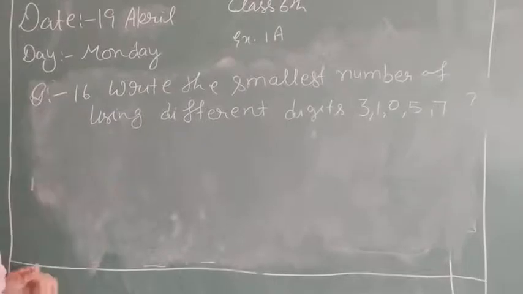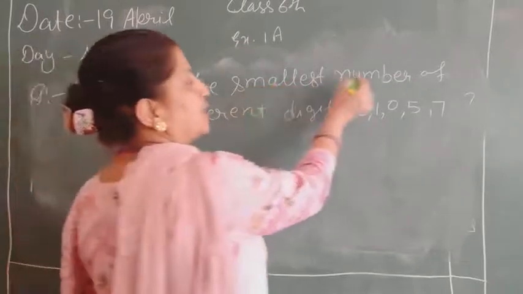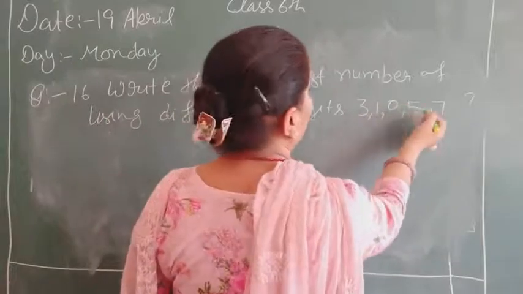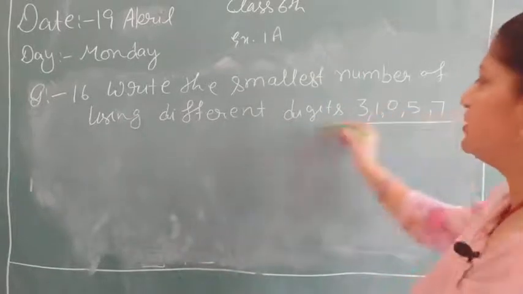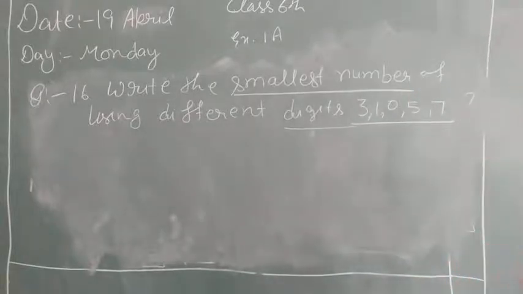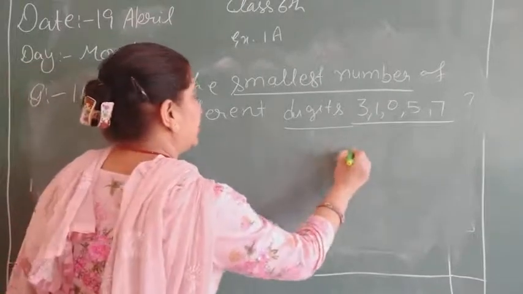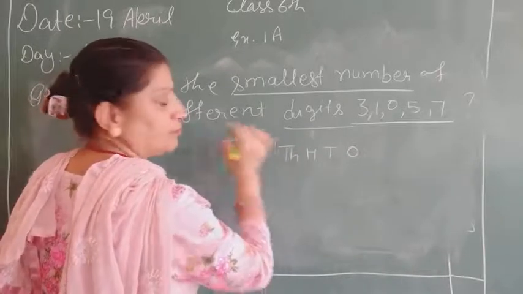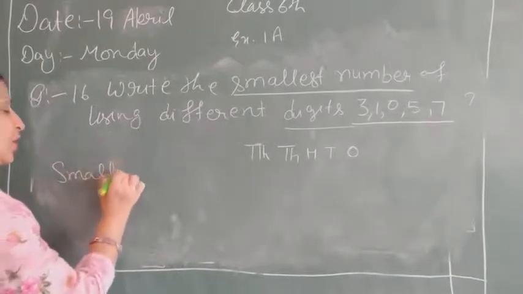Now we start our next question, and in question number 16 it is given that write the smallest number using different digits 3, 1, 0, 5 and 7. It means that in this question using these digits we have to write the smallest number. So first of all we write the 5 places: ones, tens, 100, 1000 and then 10,000. Clear? Now here we write smallest number.